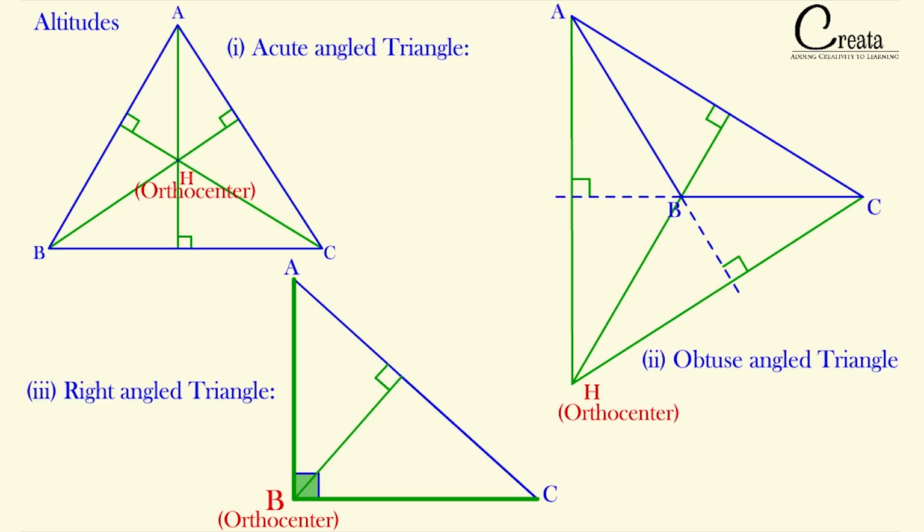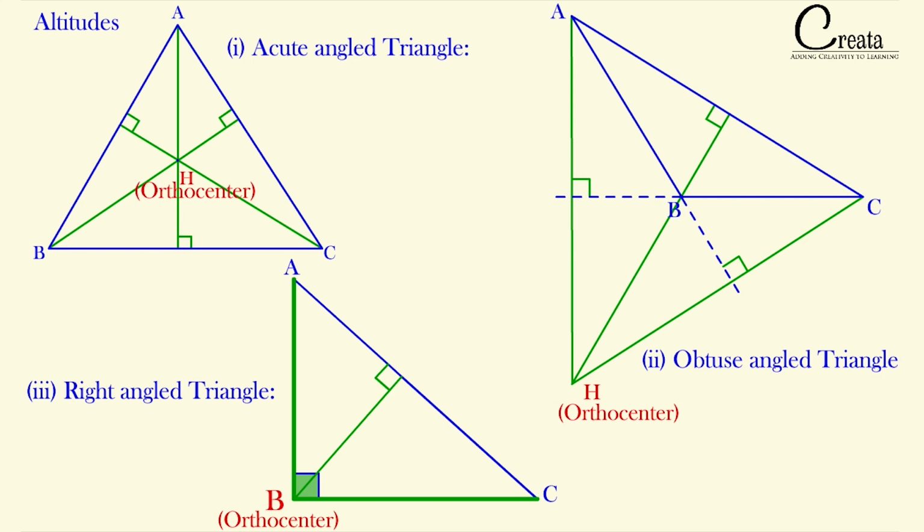So we got for an acute angle triangle, the orthocenter lies inside the triangle. For an obtuse angle triangle, the orthocenter lies outside the triangle. And for a right angle triangle, the orthocenter lies on the vertex of a right angle triangle. Which vertex? Which is having the 90-degree angle.